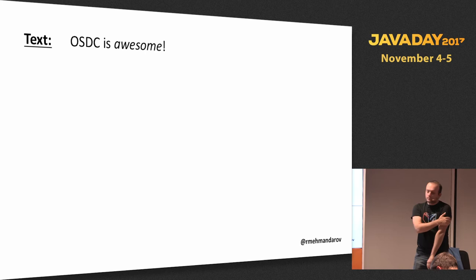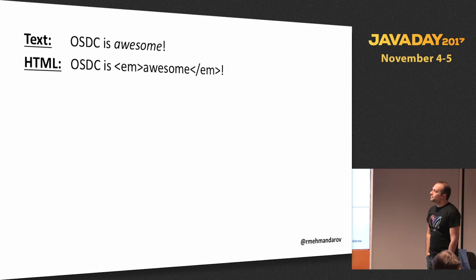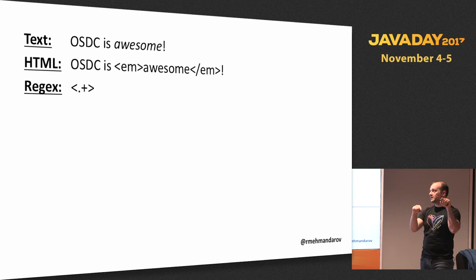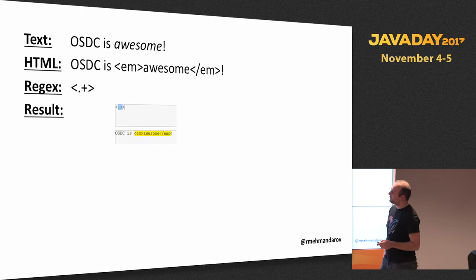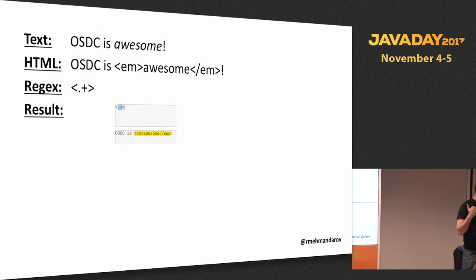Okay, so if you have some kind of text, some letters, whatever, in HTML it will look like this. And if we write a regular expression where you have those brackets and there should be at least one character in there, how will it look? Well, it will look like this. It will actually match the whole thing. Instead of matching just one tag, it will match everything. And that happens because of something that we haven't talked about yet. It's greed.